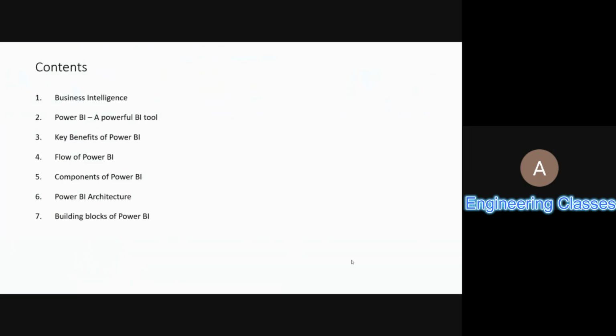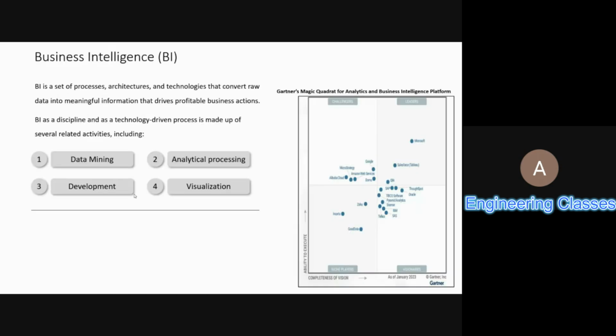For example, if I want to create any dashboard, any final report from scratch, from the raw data, what should be the flow? What are the different steps I have to follow for creation of a final project? Components of Power BI. Sixth will be Power BI architecture, and finally we will see the building blocks of Power BI. So this is just a basic introduction. So first of all, let's move on to business intelligence.